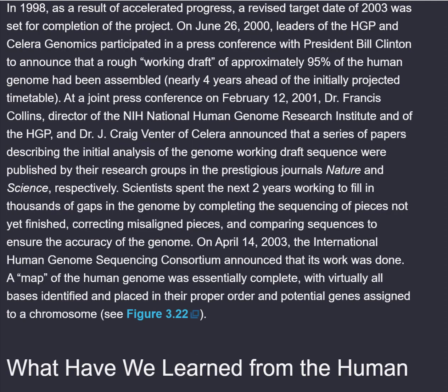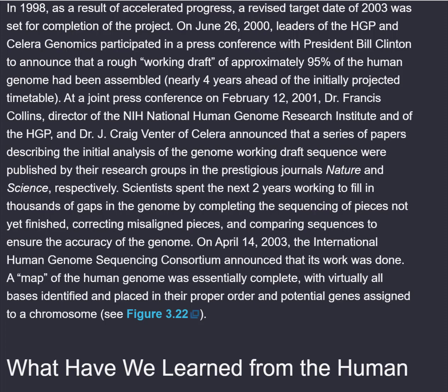In 1998, as a result of accelerated progress, a revised target date of 2003 was set for completion of the project. On June 26, 2000, leaders of the HGP and Celera Genomics participated in a press conference with President Bill Clinton to announce that a rough working draft of approximately 95% of the human genome had been assembled, nearly 4 years ahead of the initially projected timetable.